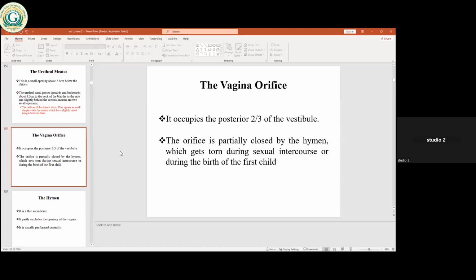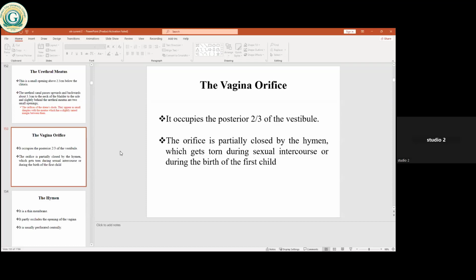Even if a girl escapes the breaking of the hymen earlier, she will not be able to escape it when she is delivering her first child. So the hymen protects the vagina. The hymen protects by preventing microorganisms from entering the vagina.